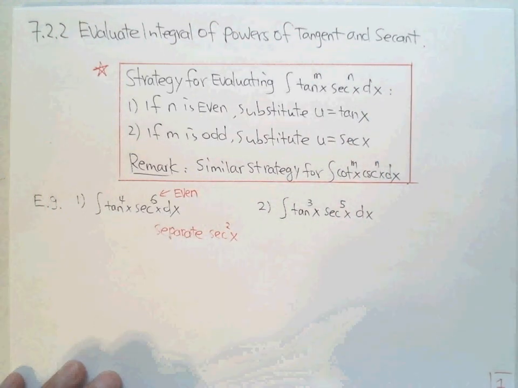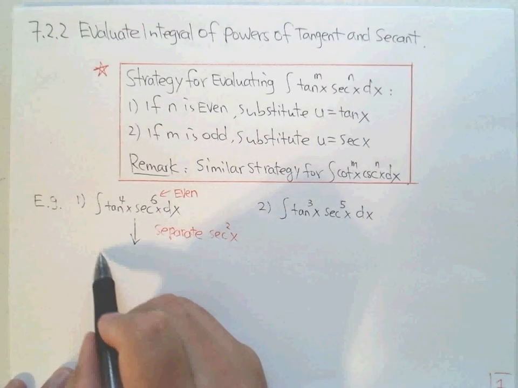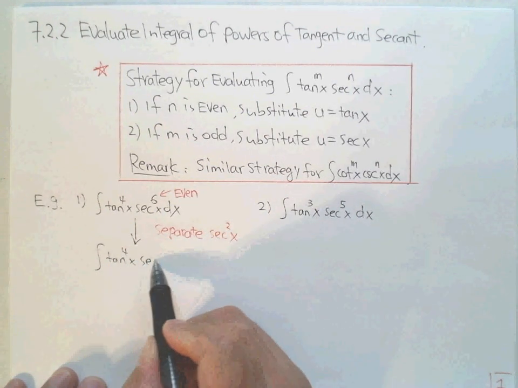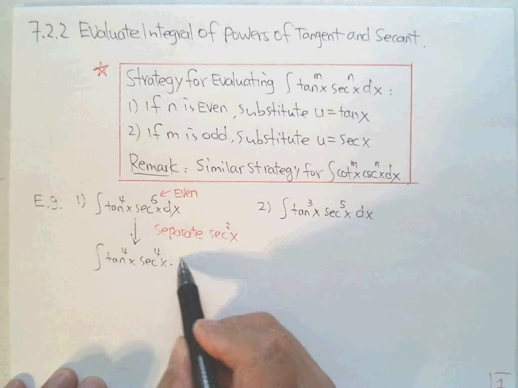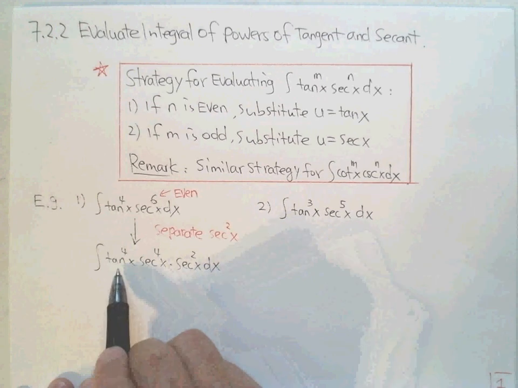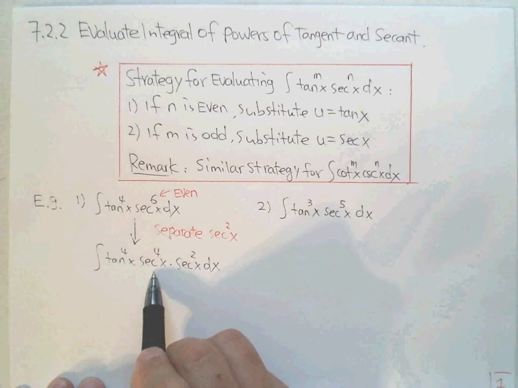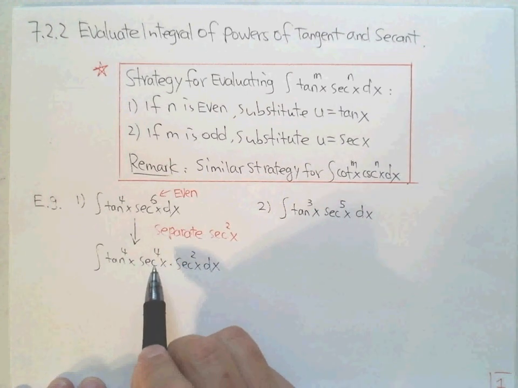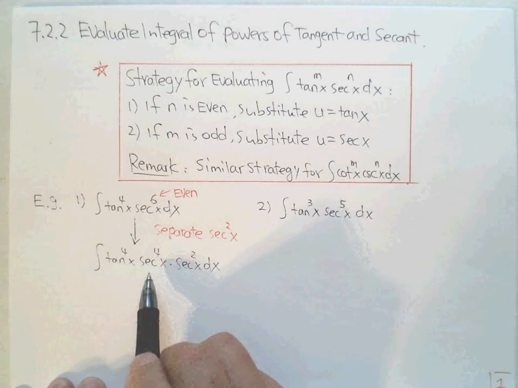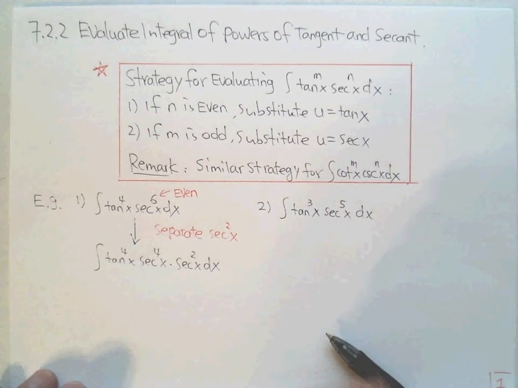So what do we do next? Separate this: we have tangent to the first power times secant squared dx. If we make the substitution for tangent, secant squared dx goes to du, and tangent goes to u to the first power. How about the remaining secant? The power is even, so don't worry, we have a Pythagorean identity. We're going to change the secant into tangent.